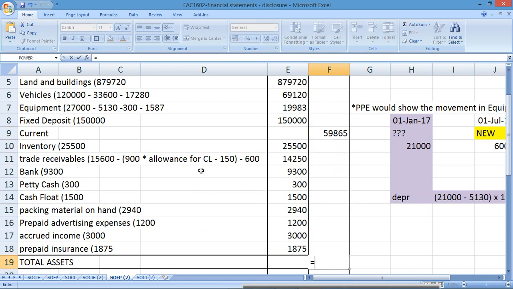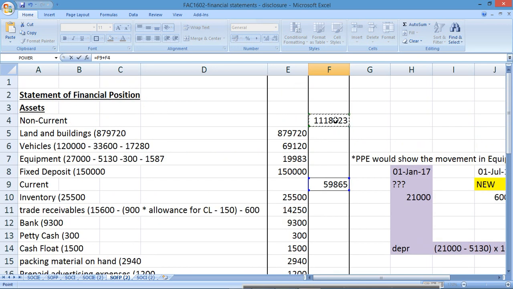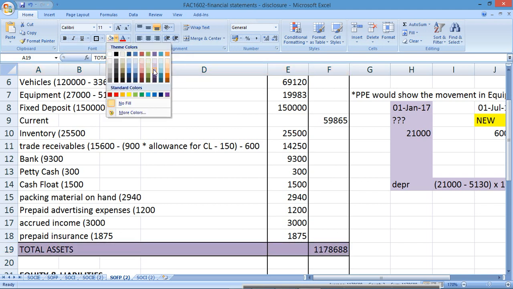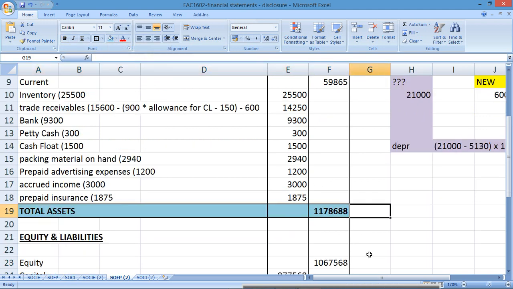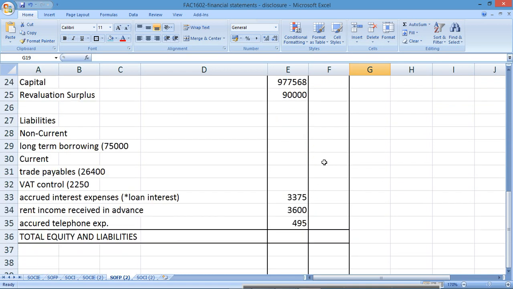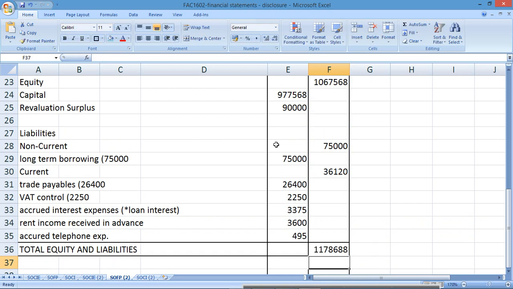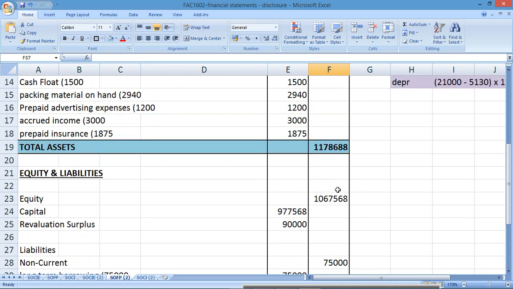And then non-current and current gives you total assets. That gives me that figure. And then this is the figure that I'd be hoping for in terms of my equity and liabilities. We'll check, and if I've left anything out, we go back and look, or try to fix the mistake. 75 stays the same. This is 26. And then 2,250. And then just sum up all of that. 1,778,680. There we go.